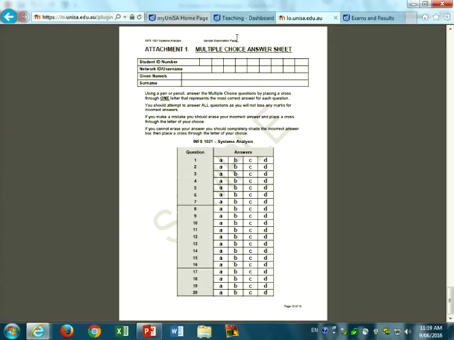Put your name and ID at the front. Don't rip this off the back of the examination question booklet.